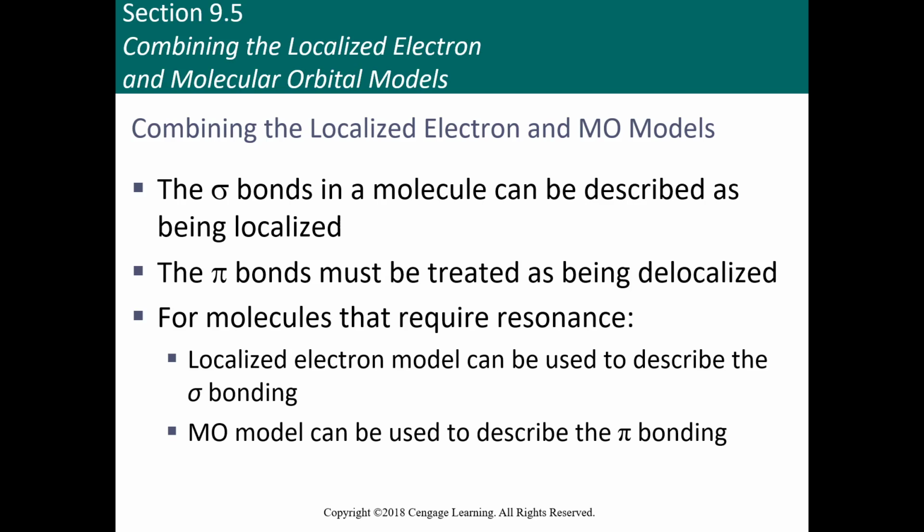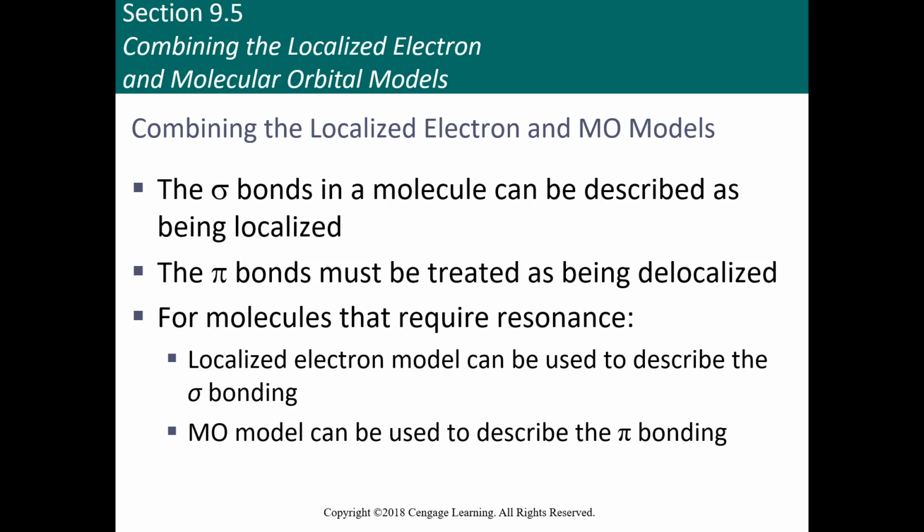And that's because in these sigma bonds, the electrons are between the two atoms. And so they're very, very easy to localize because they're contained. They're nicely contained between the two atoms. They have borders. The pi bonds, however, have to be treated as being delocalized.